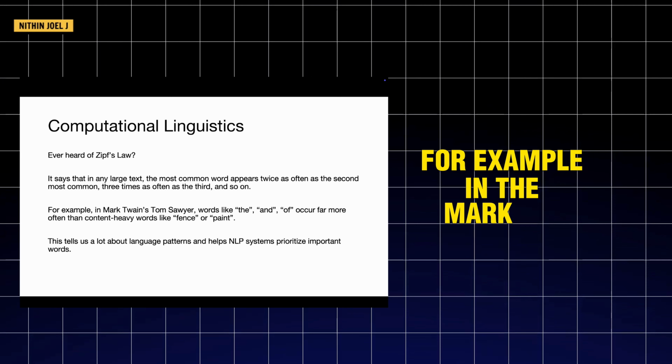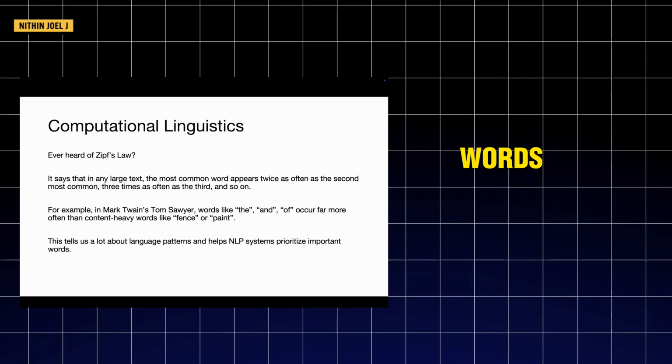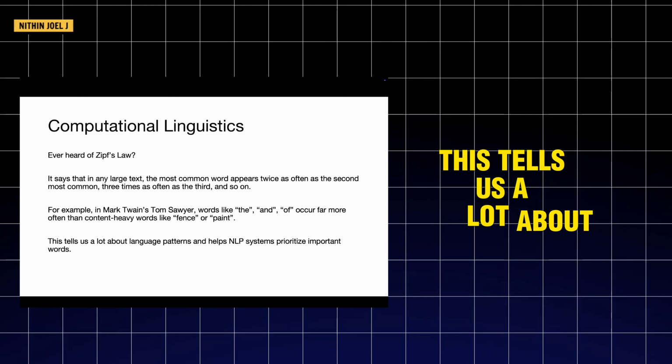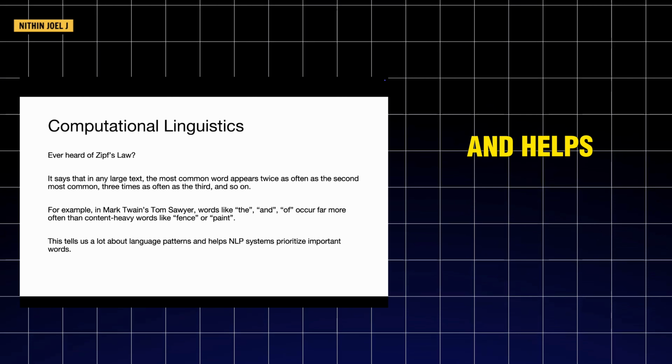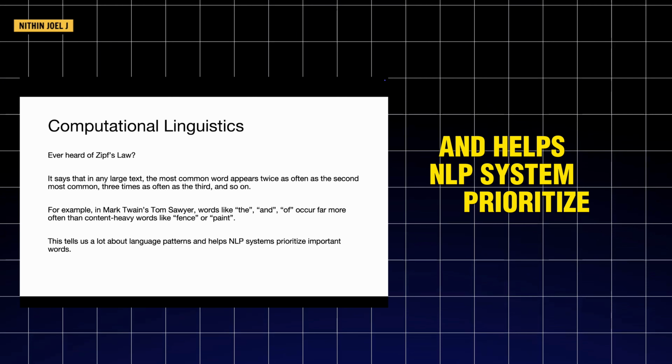For example, in Mark Twain's Tom Sawyer, words like the and of occur far more often than content heavy words like fence or paint. This tells us a lot about language patterns and helps NLP systems prioritize important words.